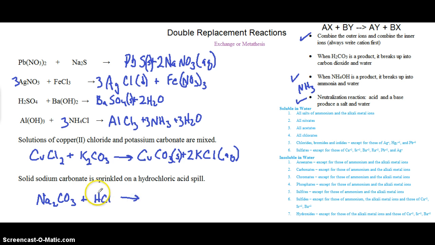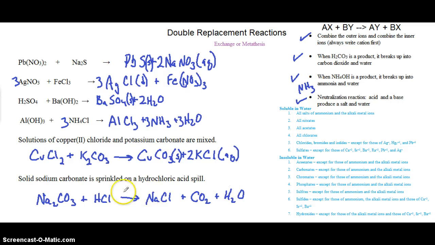So my products would be Na and Cl, which you probably know is salt, sodium chloride, plus hydrogen carbonate, which would be H2CO3. But again, here is another one of these cases where I'd like my honor students to recognize it's a common situation where H2CO3 ends up breaking apart into carbon dioxide and water. So rather than writing H2CO3, I'm going to write CO2 plus H2O as my product.